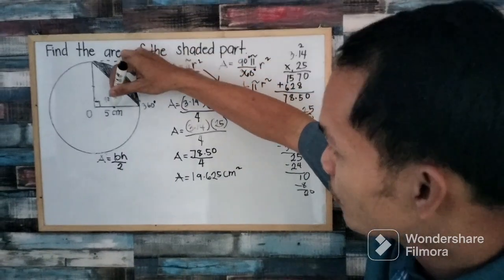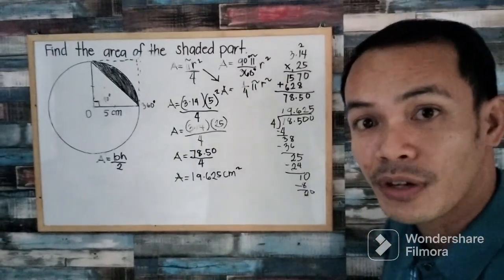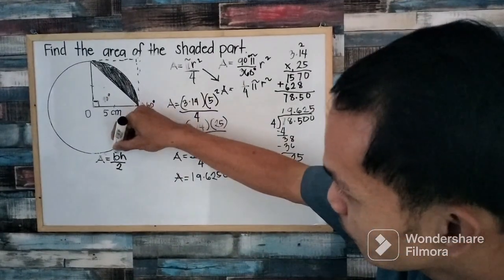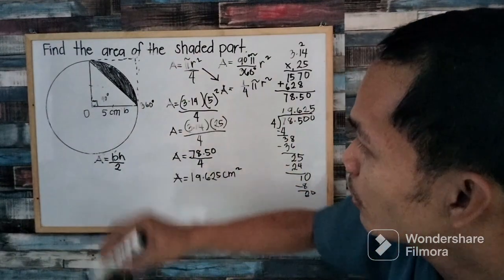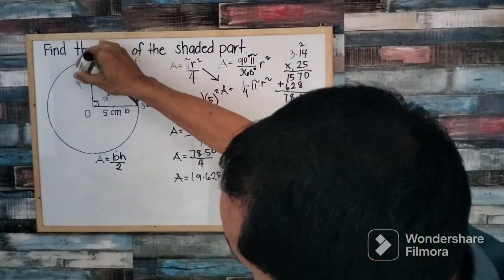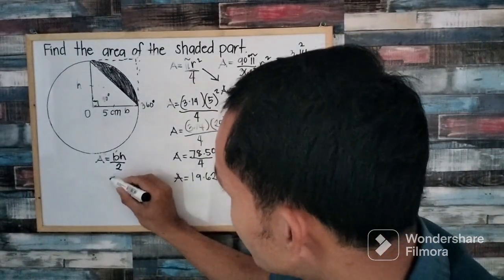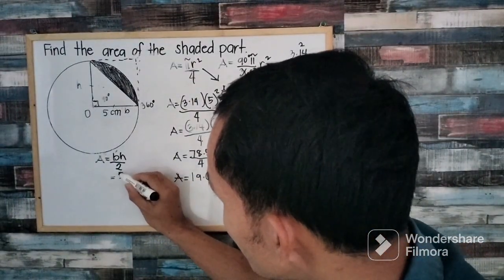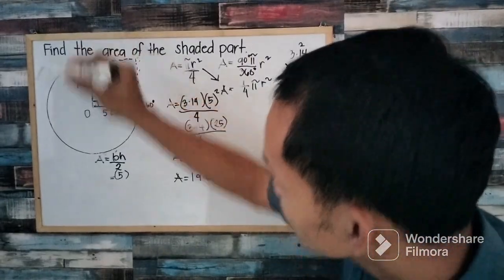Okay? So, balik tayo dito sa formula. Ngayon, let us identify the base and the height. Okay? Base, this is the base in a triangle. And this is the height of a triangle here. So the base is 5. So we have here 5 times, what is the height? The height is still 5.